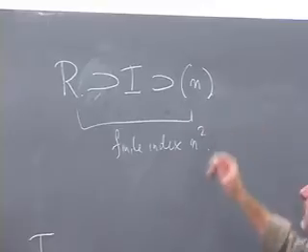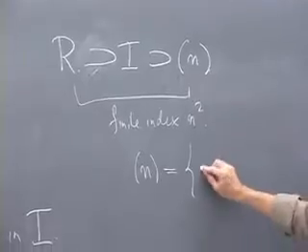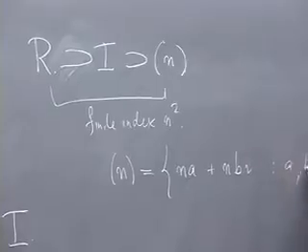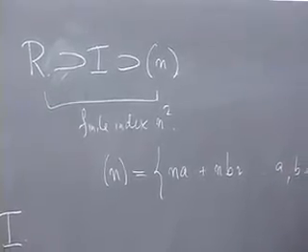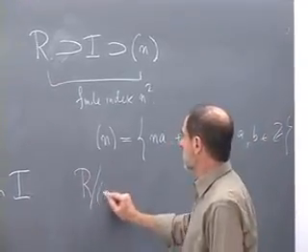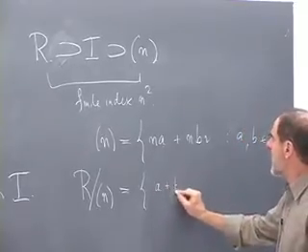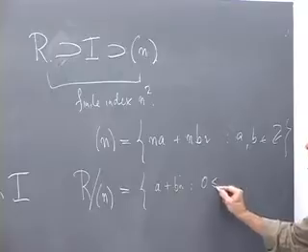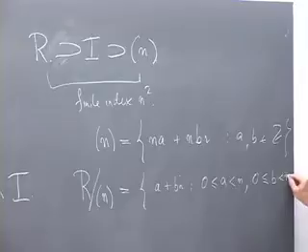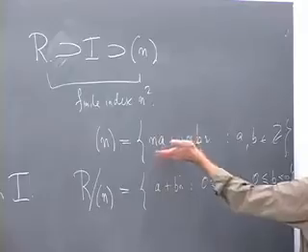Well, what is the principal ideal generated by n? The principal ideal generated by n consists of all the things of the form na plus nbi, with a, b in Z. So the cosets of R mod n are represented by the elements a plus bi, where 0 is less than or equal to a is less than n, and 0 is less than or equal to b is less than n. Because anything can be brought into this form by adding or subtracting something of this form.